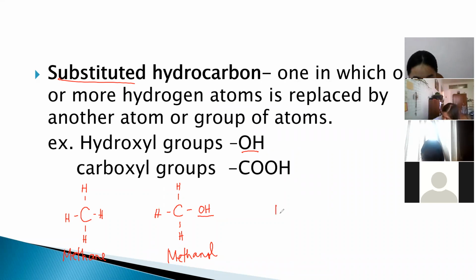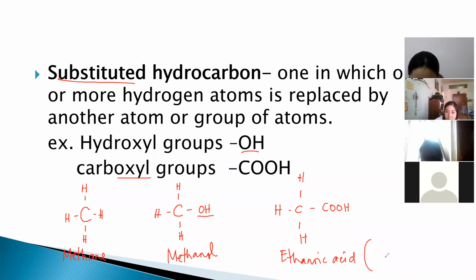Pwede din yan siyang H. Sulat ko siya ulit. Pwede din naman itong another example niya. We call this the carboxyl group. So magiging CH3COOH na siya. We call this dalawang carbon. So we call this ethanoic acid. Or this is the IUPAC name, but the common name for this is the acetic acid.